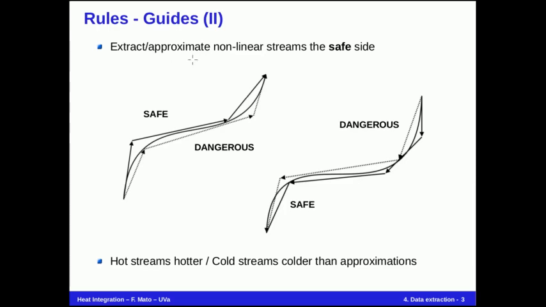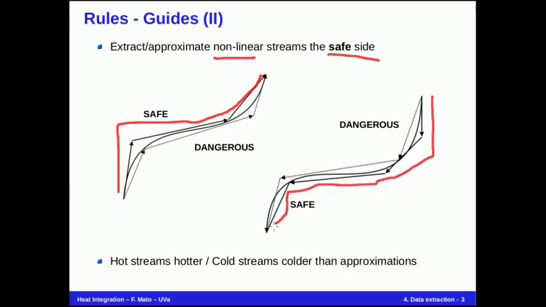Second, when extracting nonlinear streams, do it on the safe side. This is the side that gives you extra security. For a cold stream, the safe side is up from the real stream, and for a hot stream, the safe side is down from the real stream. Then take the real hot stream hotter than the approximation, and the real cold stream colder than it.